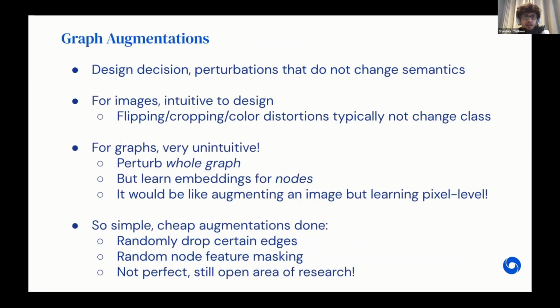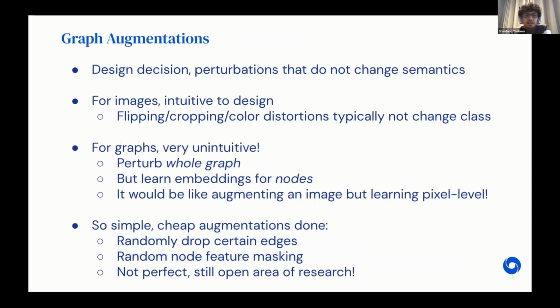Okay, and just finally, one note on graph augmentations. This is a design decision. Basically, we want these to be perturbations that don't change the semantics of the underlying object. For images, these are very intuitive because, let's say you're trying to do image classification, mostly flipping or cropping or distorting the color wouldn't actually change the class. So through human knowledge, we can add this to our framework. But for graphs, it's very unintuitive because we don't know what kind of changes would actually change the semantics of the graph.